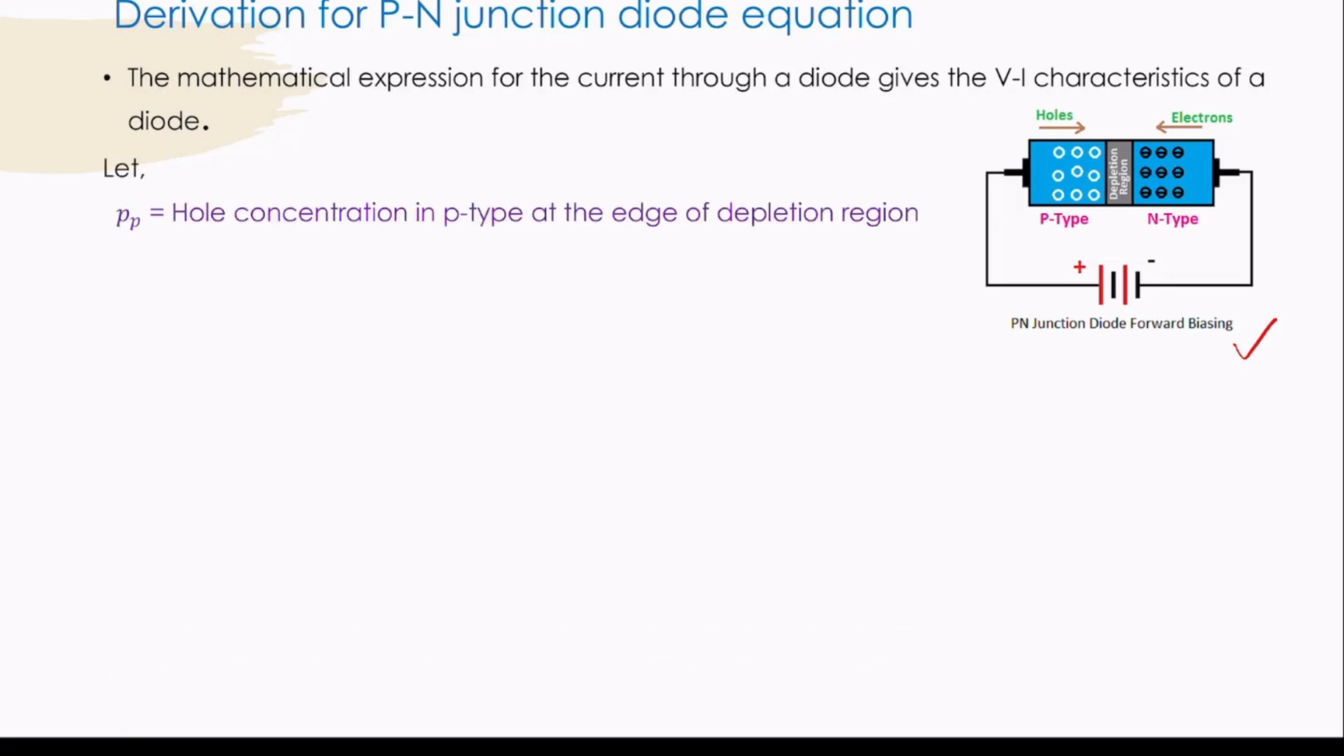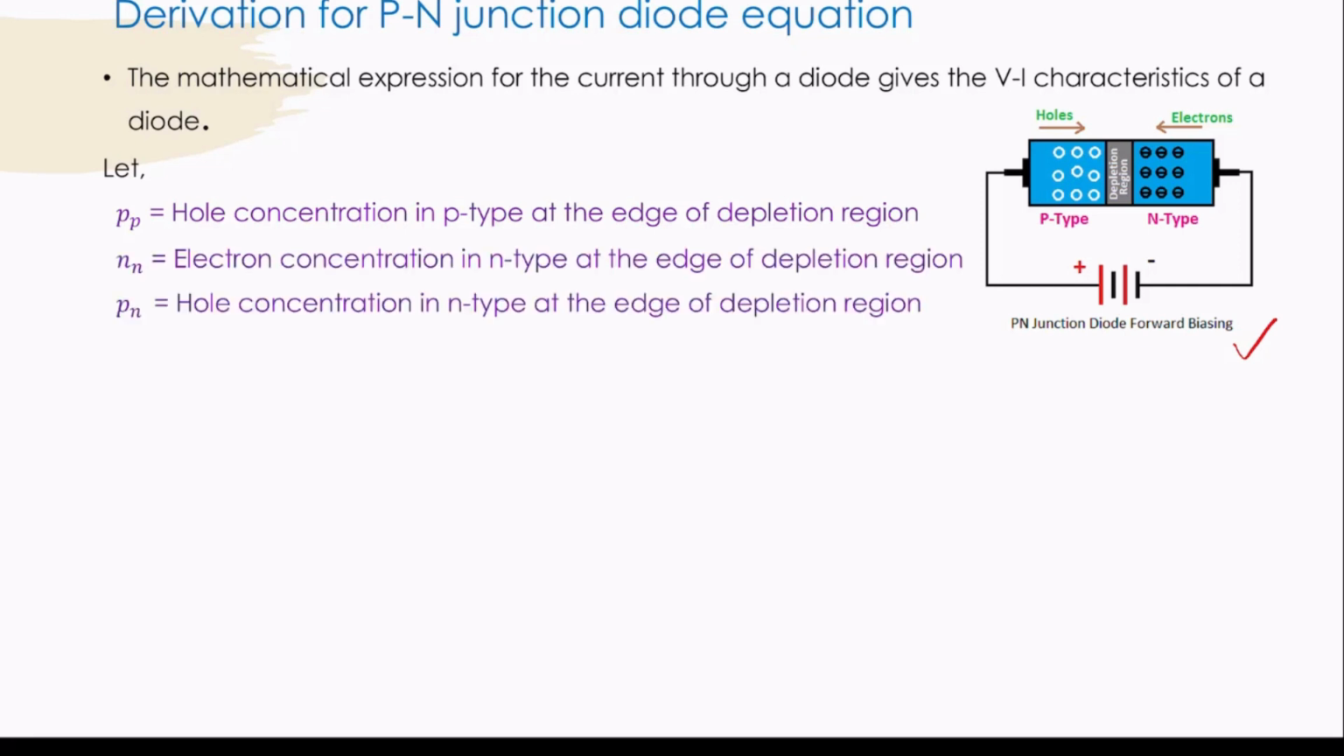So let Pp represent the hole concentration in P-type at the edge of the depletion region. Nn represents the electron concentration in N-type at the edge of the depletion region. Pn represents the hole concentration in N-type at the edge of the depletion region, and Np represents the electron concentration in P-type at the edge of the depletion region.